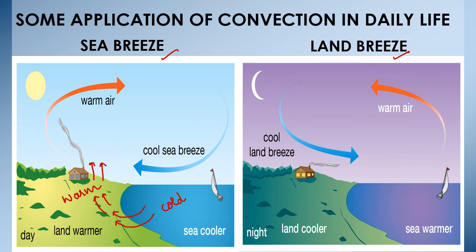During night, land cools down much faster than sea. Therefore, sea gets comparatively warmer than the land. So, the air above the sea being warmer rises up and cool air from land rushes to fill that space. Thus, a current starts blowing from land to sea. This is called land breeze.